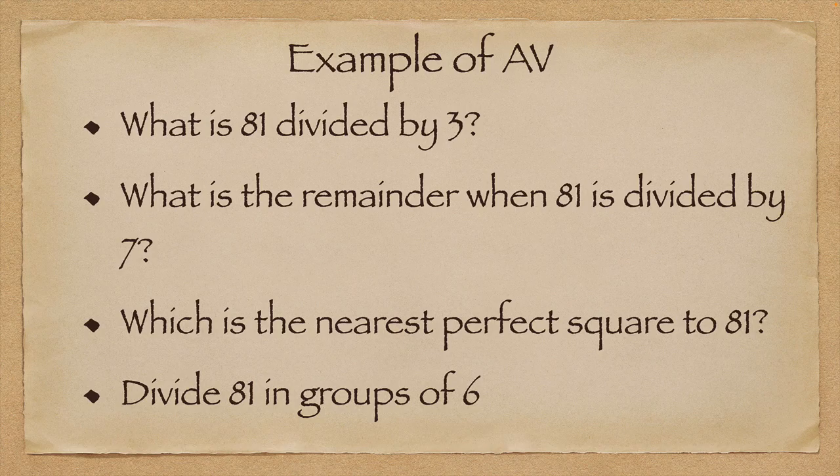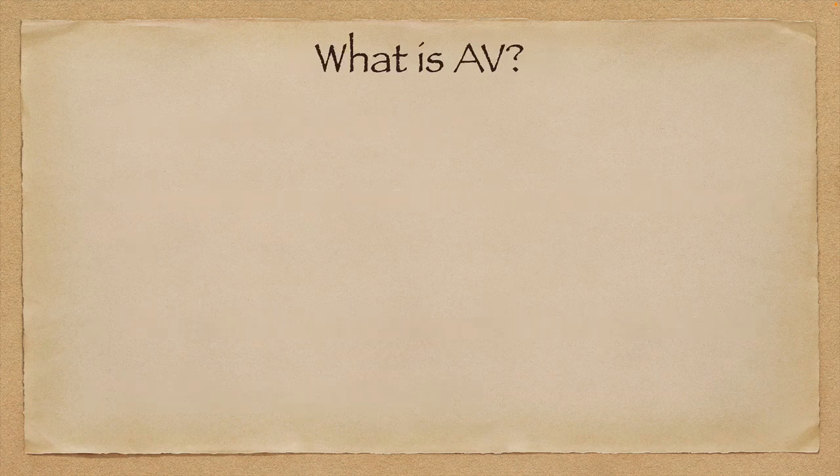Divide 81 into groups of 6. How many empty seats would be there? Maybe that's a question. So you think of it as 60 plus 21 or 60 plus 24 minus 3. These are the different ways in which you can approach a single number. It's like looking at it from different perspectives.